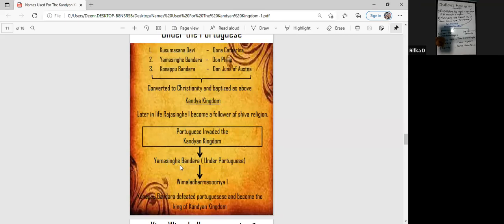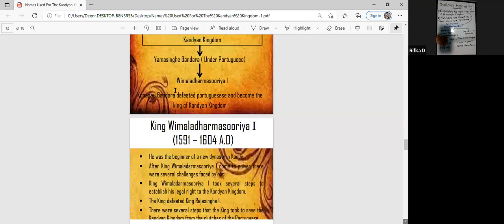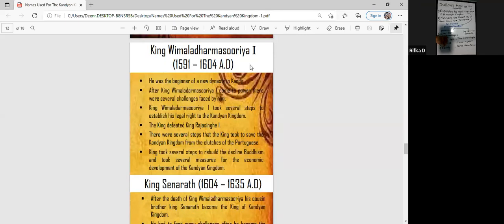But after some time, within a short period, Yamasingha Bandara died. So after the death of Yamasingha Bandara, when the Portuguese were making arrangements to make his younger son the king, Vimala Dharmasuriya, that means Konappu Bandara, defeated the Portuguese, invaded the Kandyan kingdom and established it. He became the ruler of the Kandyan kingdom as King Vimala Dharmasuriya I.